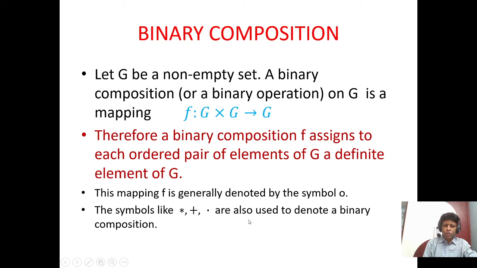Therefore, a binary composition F assigns to each ordered pair of elements of G a definite element of G. Okay, so you have an ordered pair (a, b) to c, an ordered pair to a single element. That gives you a binary composition. This mapping is generally denoted by the symbol circle. And the last point is that symbols like star, plus, dot are also used to denote a binary composition. So you can use different symbols as a binary composition. You will also find these in textbooks.